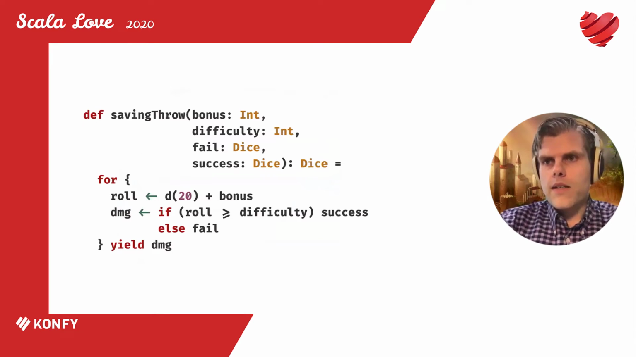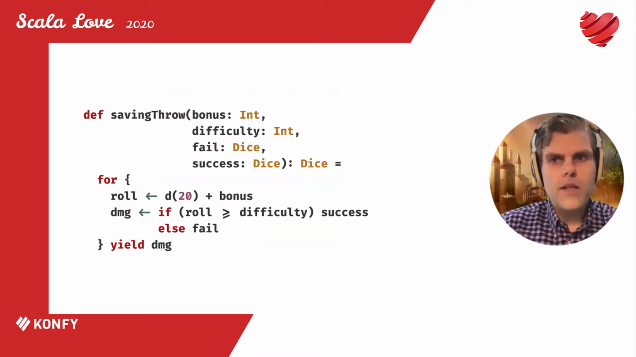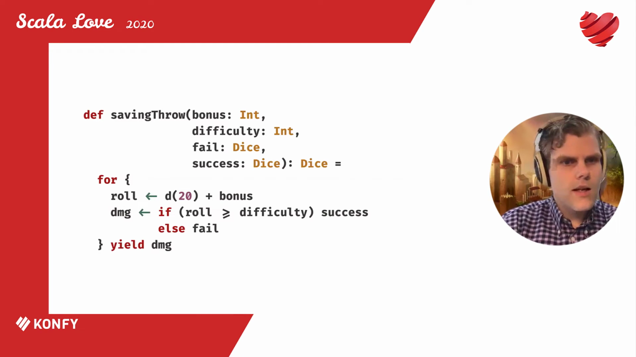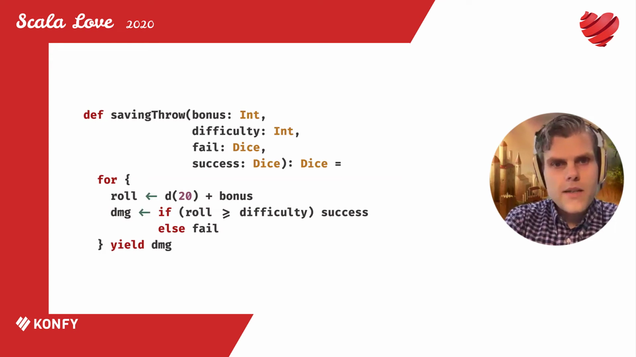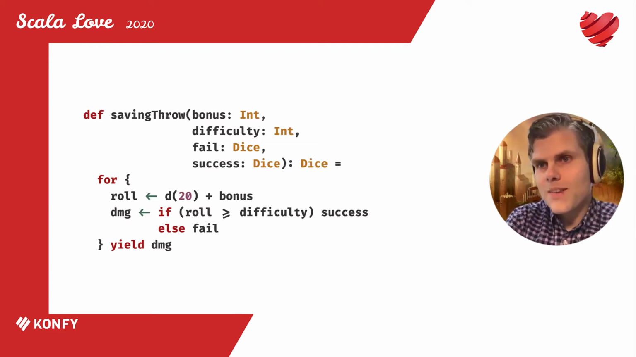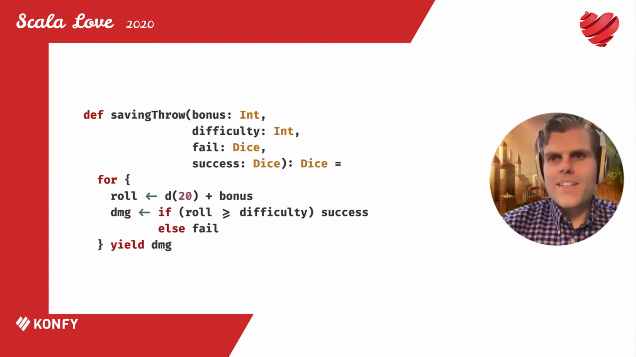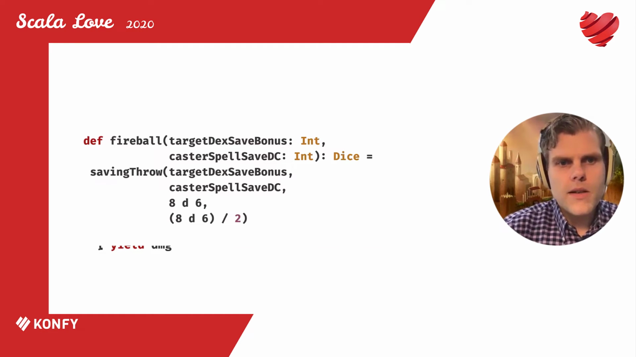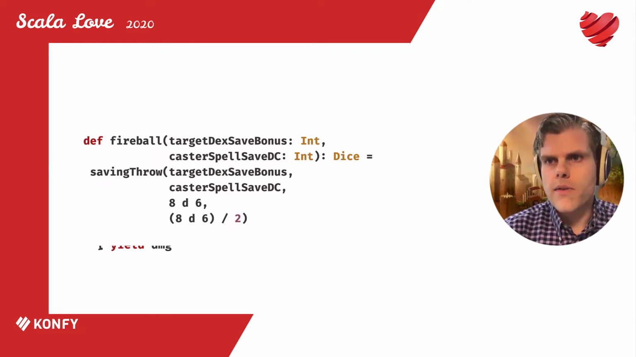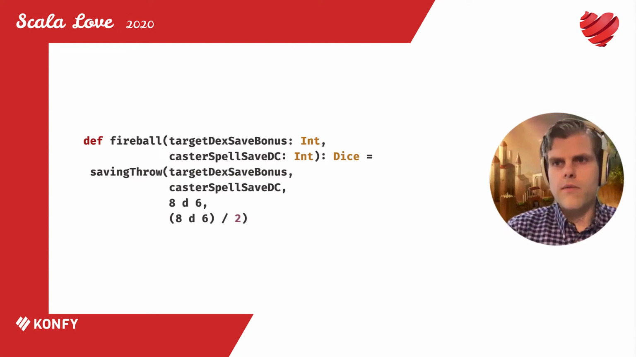So we can just write that as an expression in the dice library. A saving throw takes the target's bonus, the difficulty, which is determined by the wizard's level, some roll to do if the saving throw fails, and some roll to do if the saving throw succeeds. I would just say, roll a d20 and add the bonus. And then if the roll meets the difficulty at least, then it's a success. Otherwise, we fail. And then we yield the damage. It looks pretty nice, I think, to write these expressions. And then Fireball just calls saving throw with the specifics. It takes the target's dexterity save bonus, it takes the caster's spell save difficulty class, and on a success, it halves the damage, so 8d6 divided by 2, and on a fail, it does the full damage, 8d6.